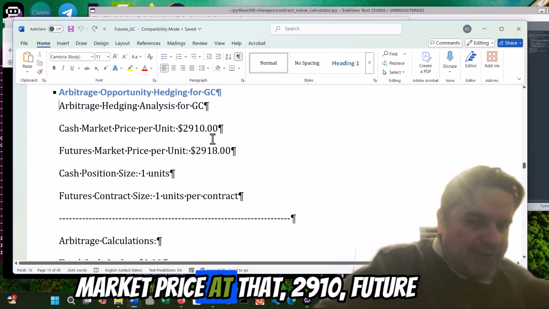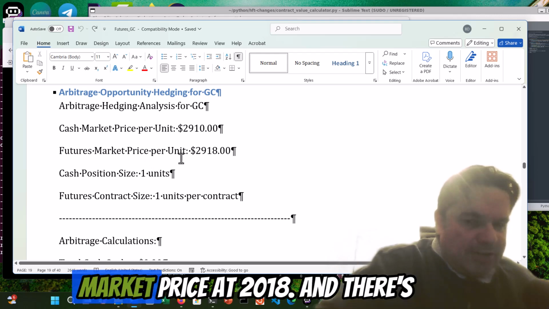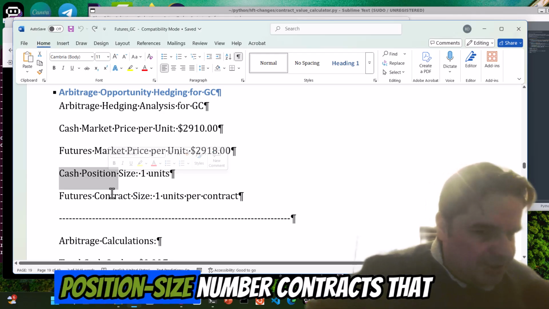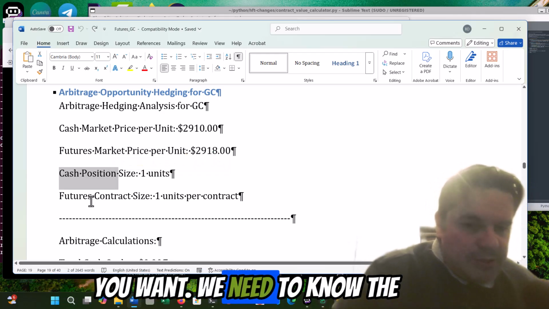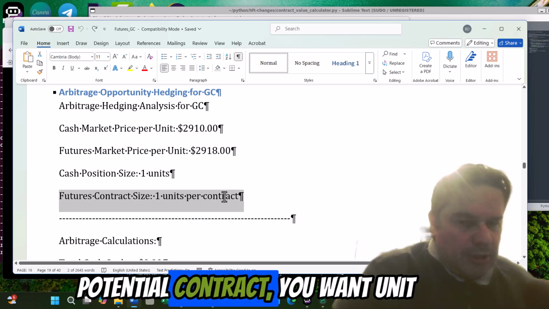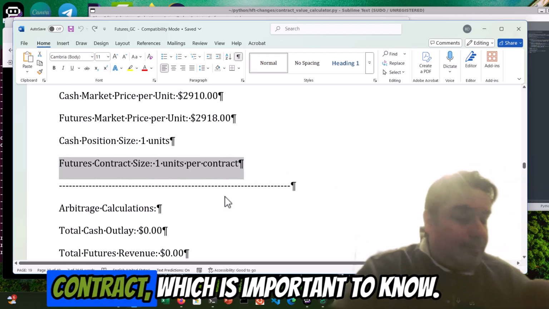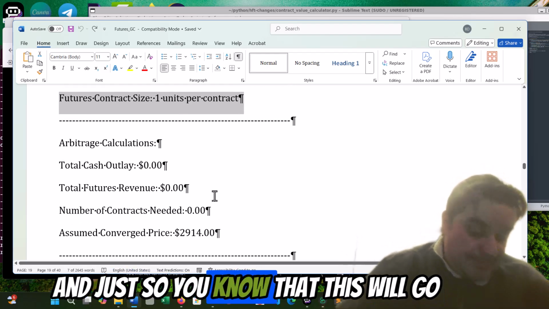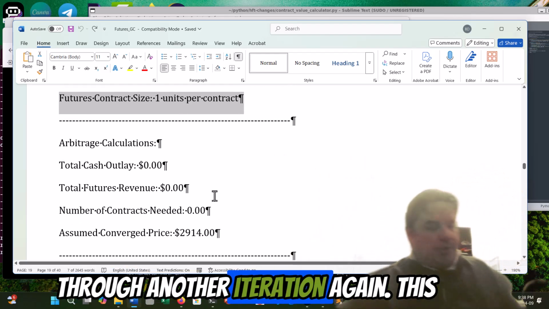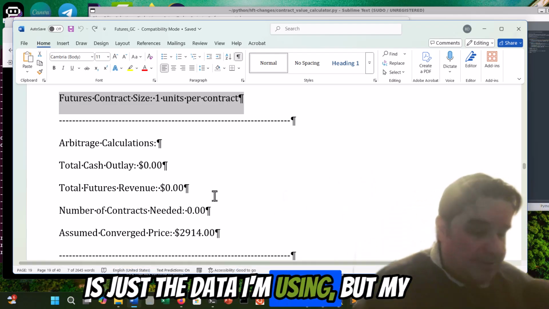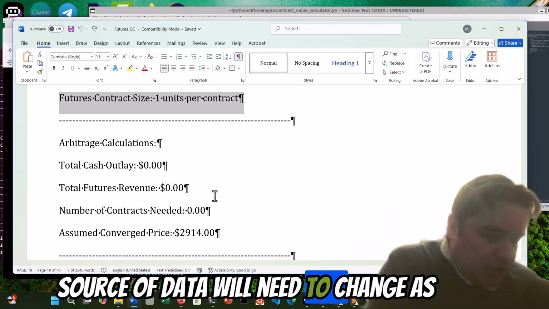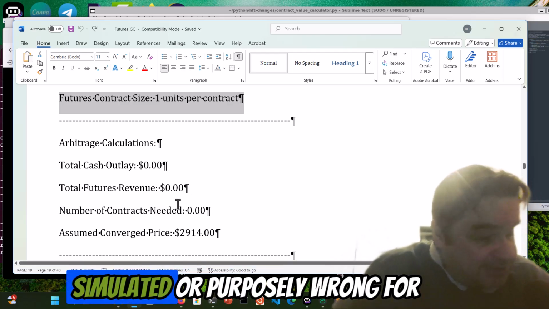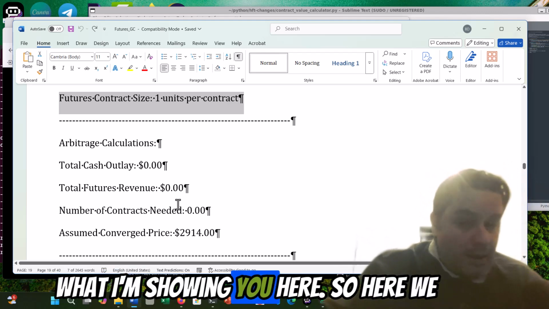So again, arbitrage opportunity, doing arbitrage hedging analysis. So if we have a cash market price of 29.10, future market price of 29.18, and then there's another big thing here, the cash position size, the number of contracts that you want. You need to know the potential unit contract, which is important to know. And just so you know, this will go through another iteration again. This is just the data I'm using, but my source of data will need to change as well to make it more accurate. Because again, as I said, this is either simulated or purposely wrong for what I'm showing you here.